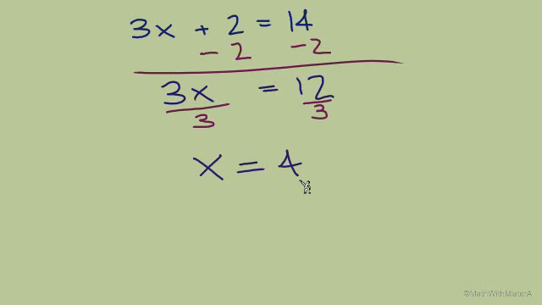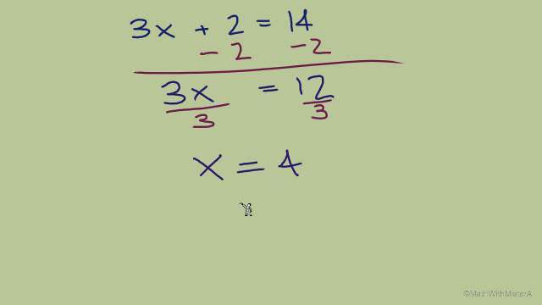X equals 4 is the solution because this is the number that if it was in place of the variable, the equation would be true. 3 times 4 is 12, plus 2 equals 14. Linear equations in one variable most of the time have one solution, that x equals 4 in this case.